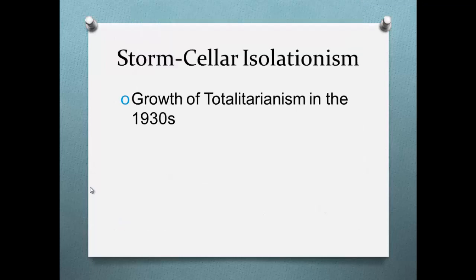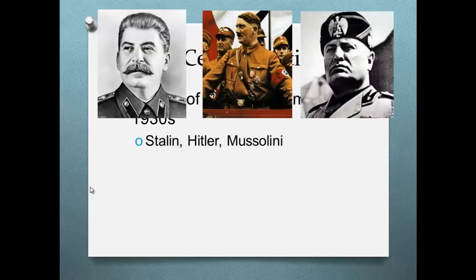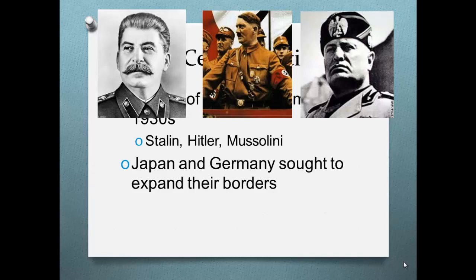Okay, growth of totalitarianism in the 1930s. In Europe, we have Stalin, Hitler, and Mussolini coming to power. In Japan, we have Emperor Hirohito. Japan becomes very militaristic. Japan and Germany during this time are seeking to expand their borders. Japan is going to start invading China, and Germany is going to start taking over neighboring land that they lost after World War I through the Treaty of Versailles.